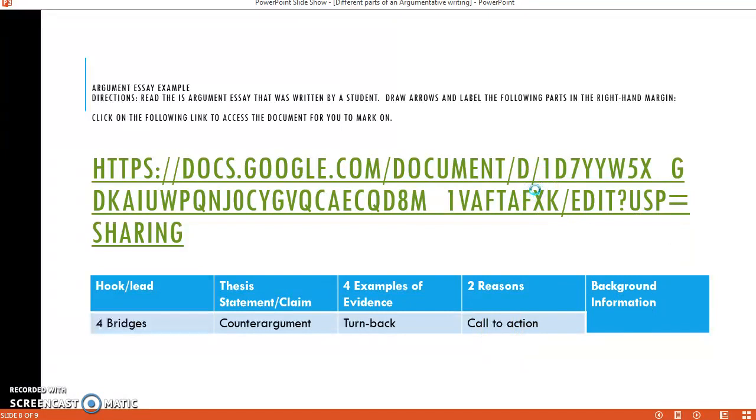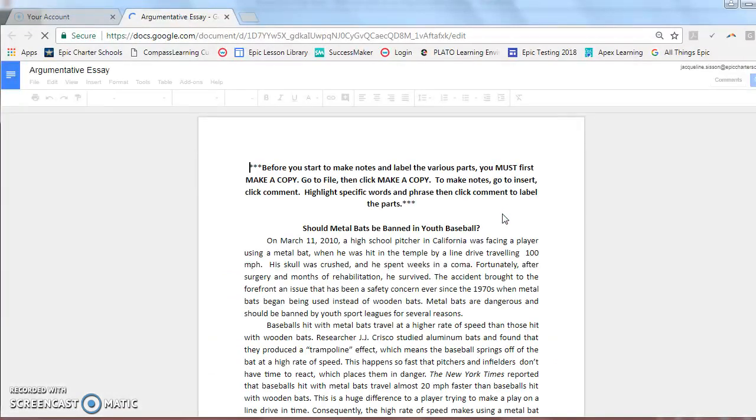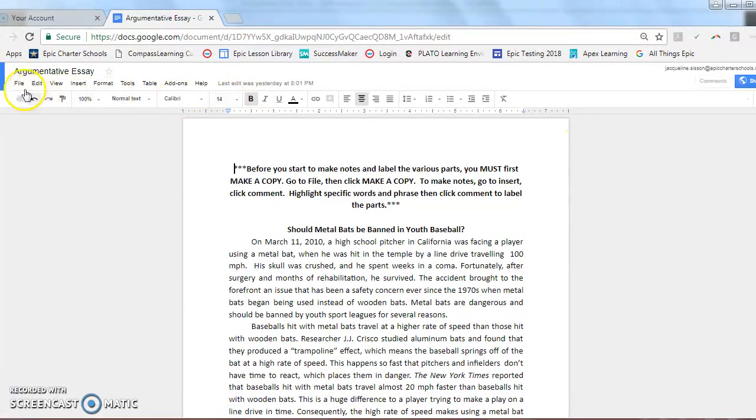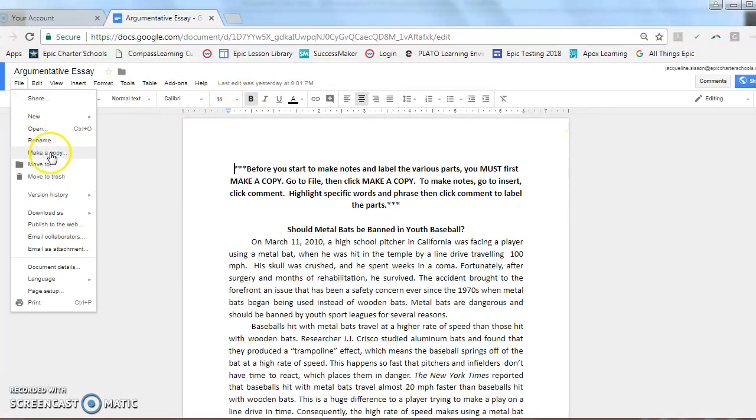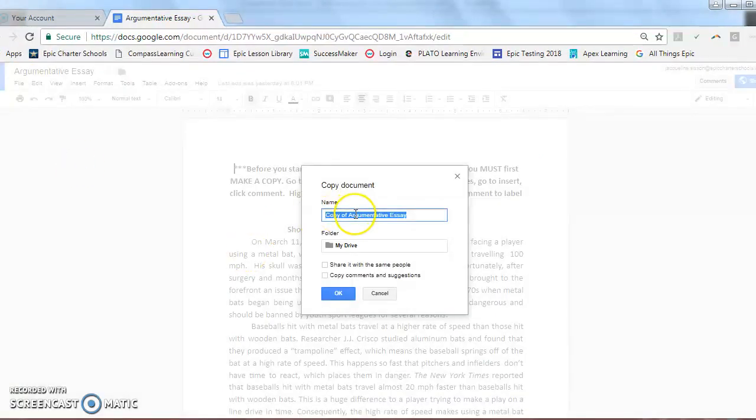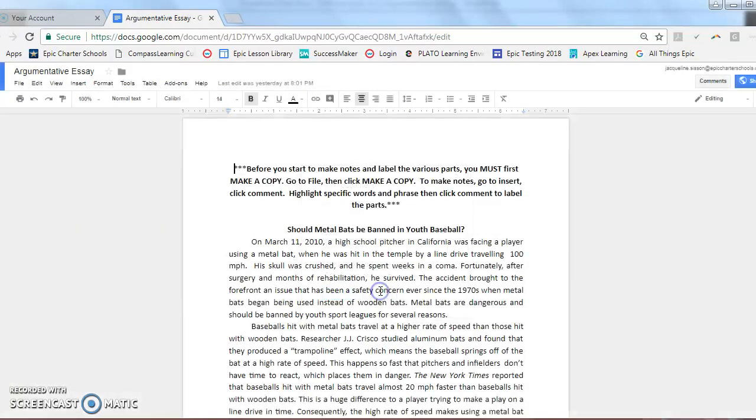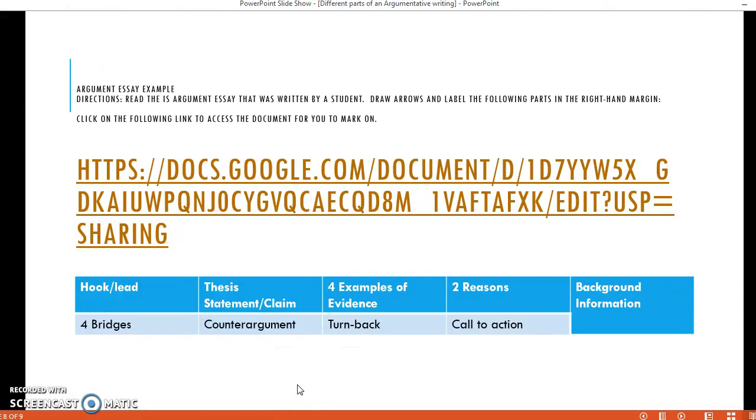So when you click on here, I'll have to excuse my computer because it is running a little slowly. It takes you to this document. First thing you're going to do is go up to File and make a copy. Go to Make a Copy. Put your name on it, whatever your name is, and just save it in your drive, okay? Then one of the things you're going to look for is you have to find the hook and the lead.